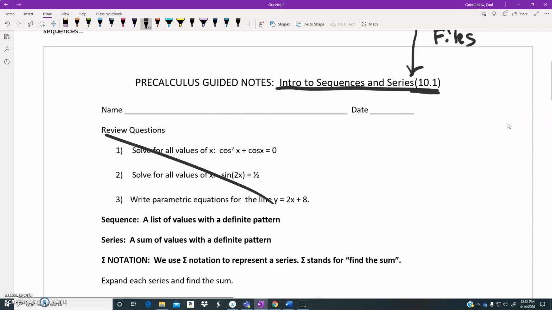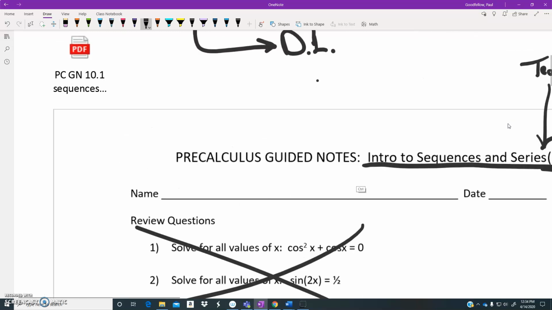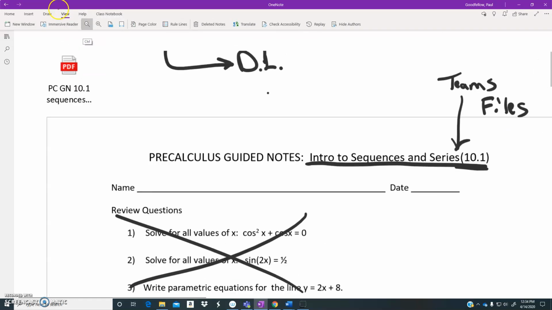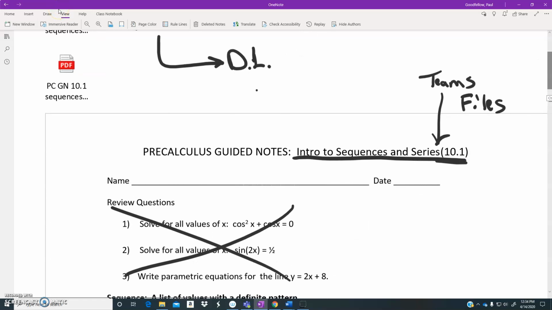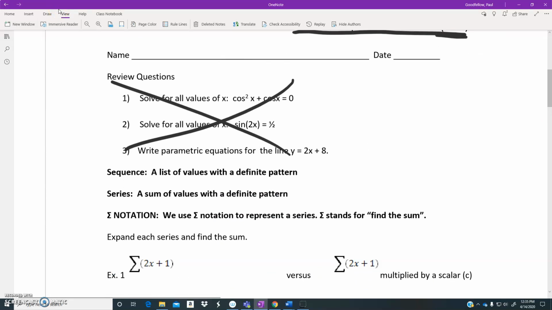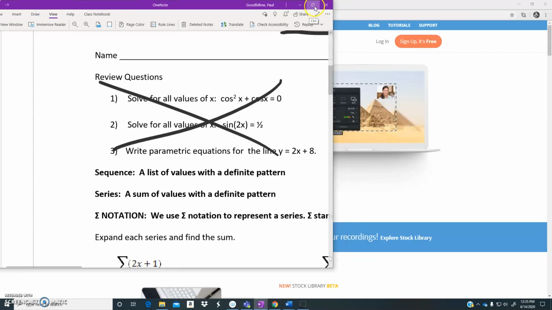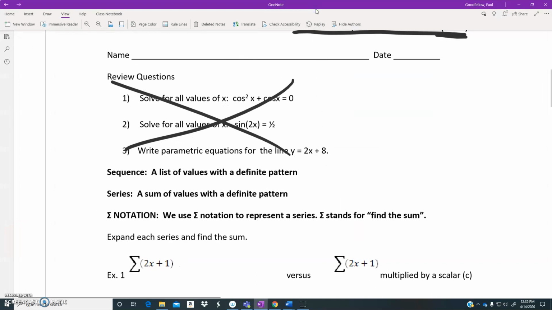We won't be doing any of the review questions that are listed here in the beginning because they kind of go back to some stuff based on trig and into parametrics, another section that we didn't get a chance to take a look at. So we will continue.